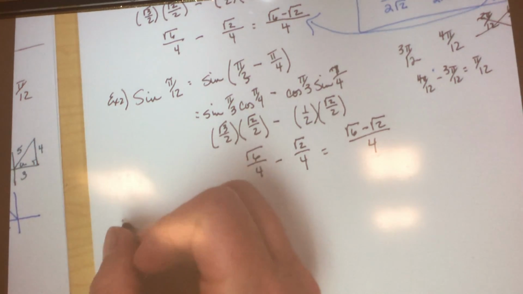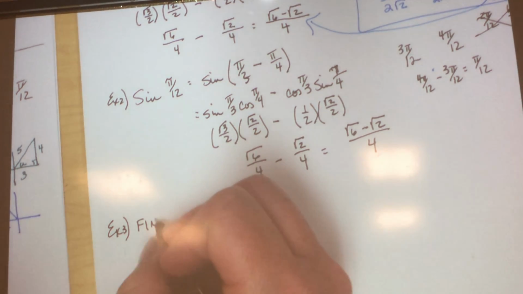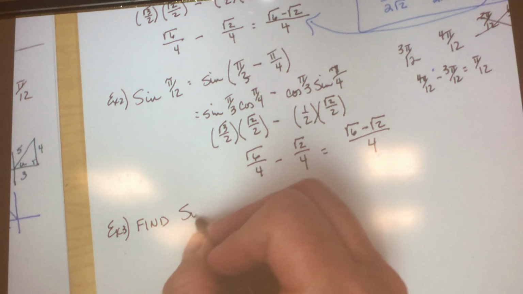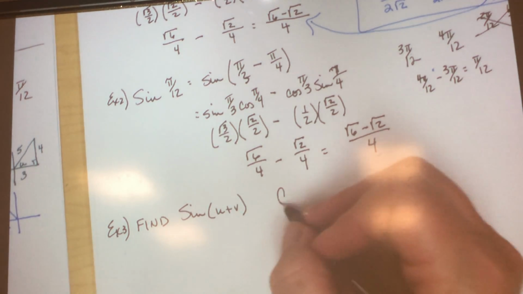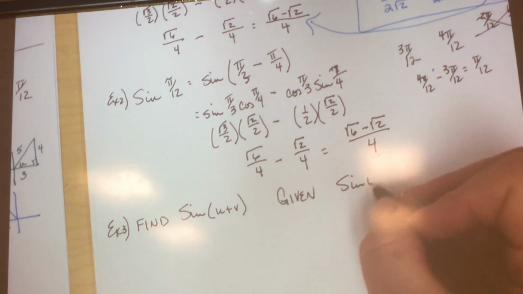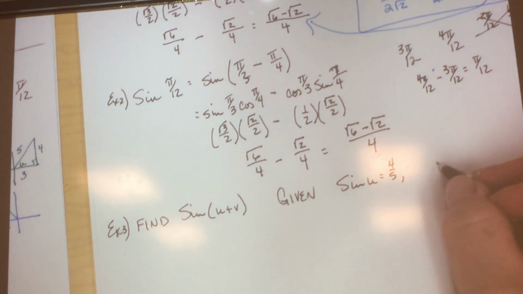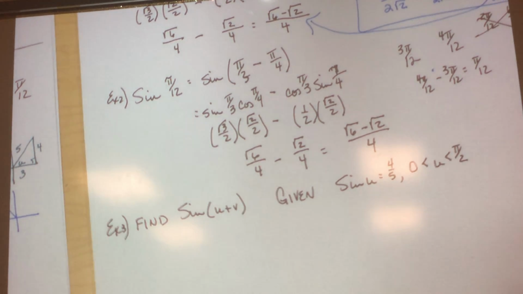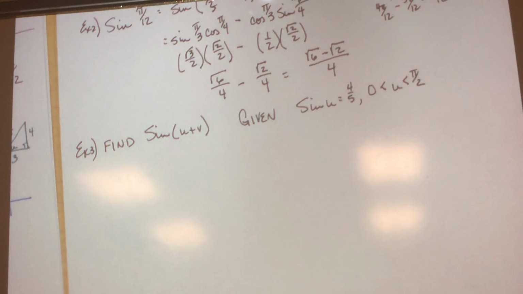All right, here's the next one. This one's a little bit different. You ready? Example 3. Find sine of u plus v, given the sine of u is equal to 4/5 and u is greater than 0 and less than pi over 2. What does that tell you? It's in the first quadrant. It's in the first quadrant, okay?